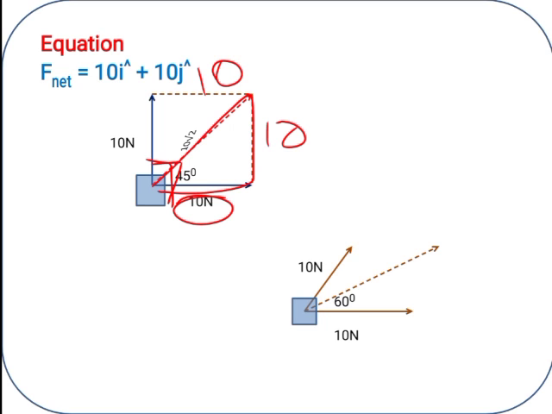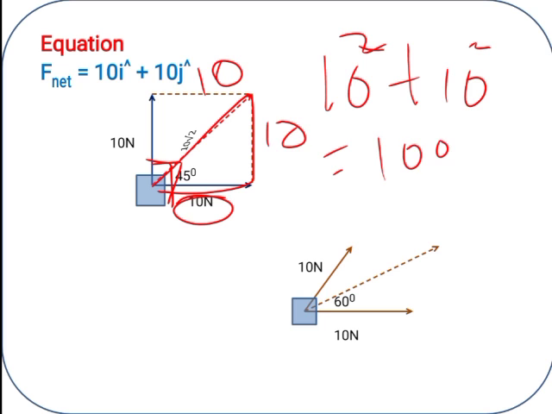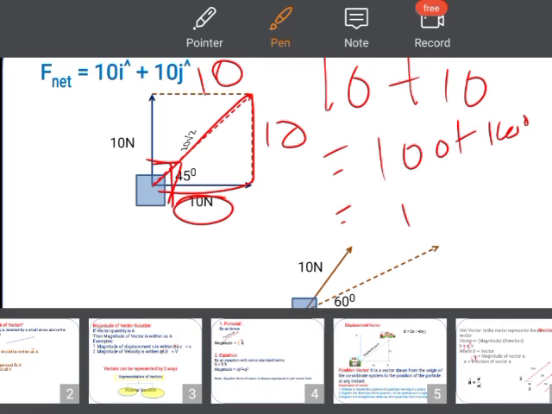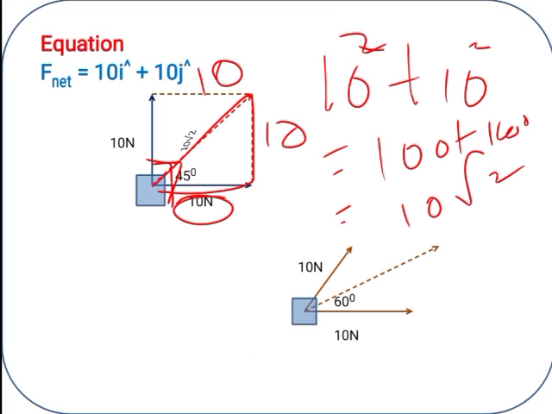Apply the Pythagoras theorem. 10 square plus 10 square is equal to how much? 100 plus 100. Then is it not 10 root 2? So that's the reason the diagonal value is 10 root 2. I hope you understood this diagram.